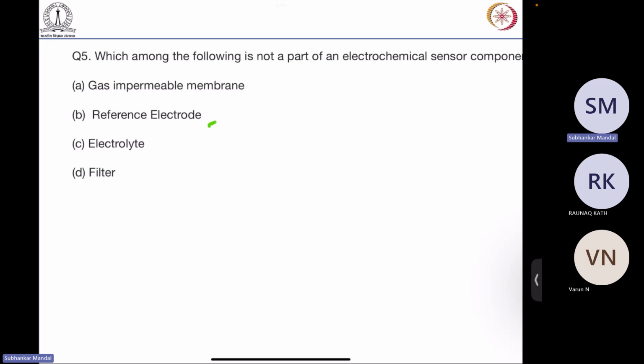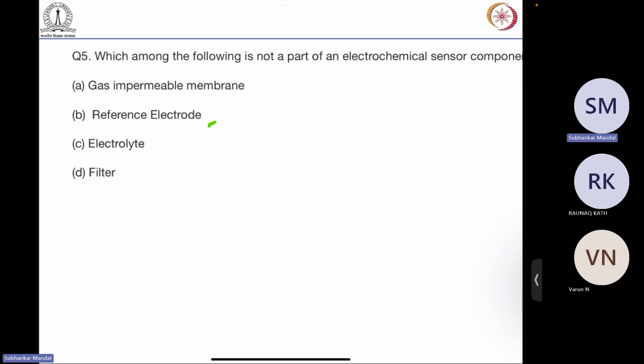I did not get it because I just missed it. Is it the earlier question option? Yeah, I think this is for question 5. You are telling option B, reference electrode. Okay, B for 5.